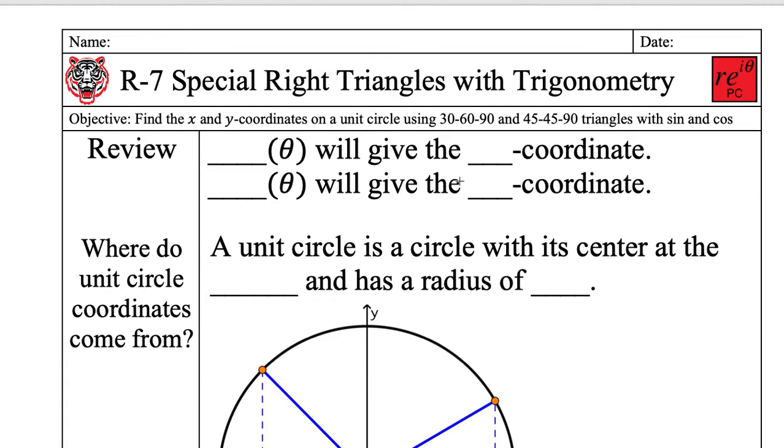All right, so we are on lesson R-7, special right triangles with trigonometry.